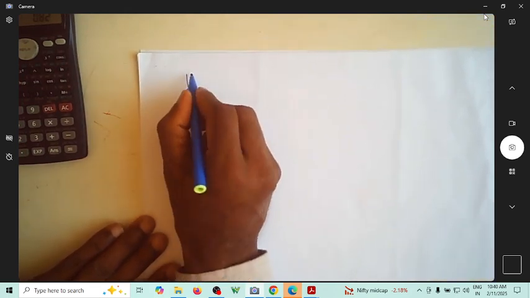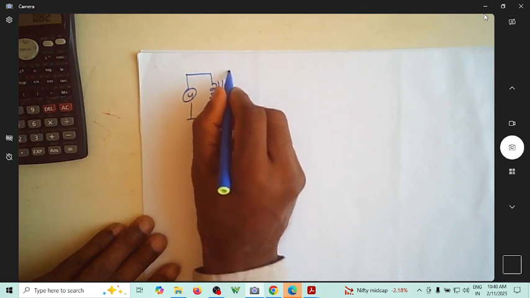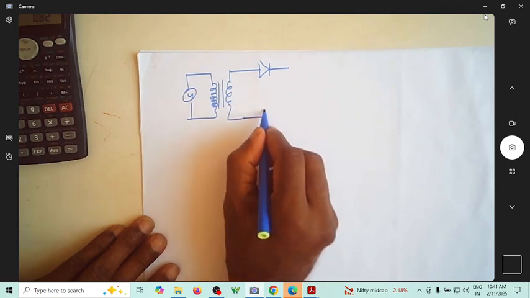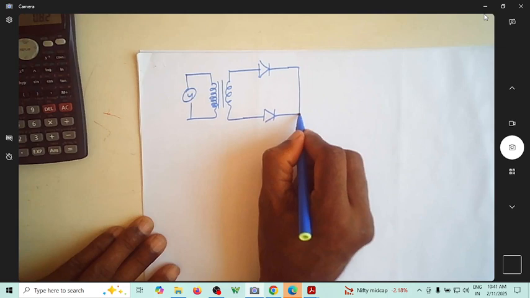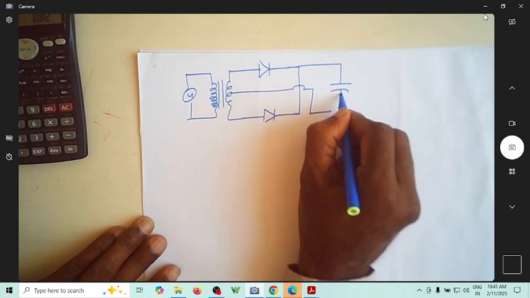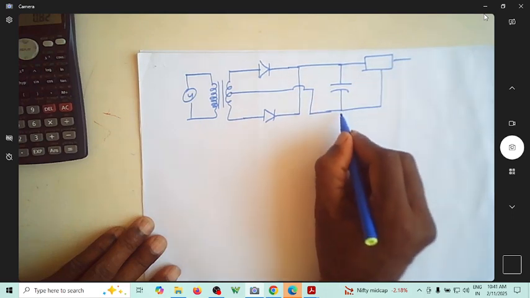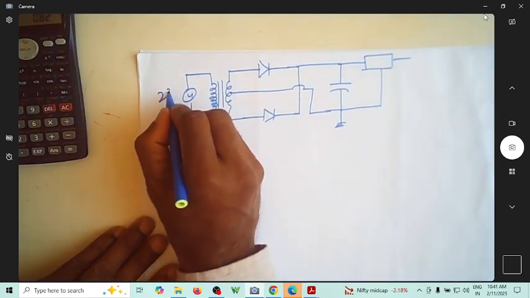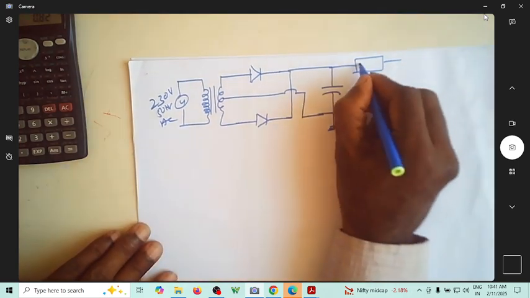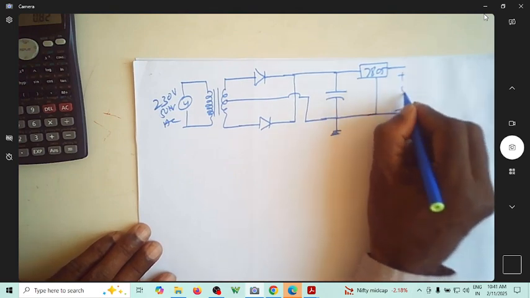If you use a full-wave rectifier, this is my primary of the transformer core. This is the secondary. You'll have this. Put the capacitor here. This is ground. This is a 230 volt 50 hertz AC signal, then a 7805. You can assume that you want to get plus 5 volt here.